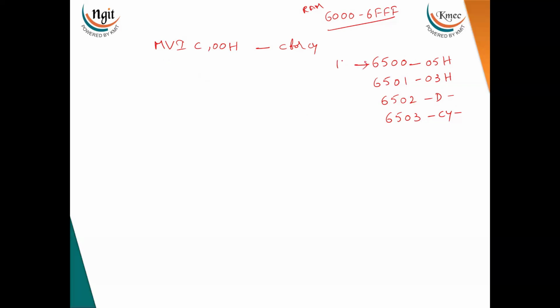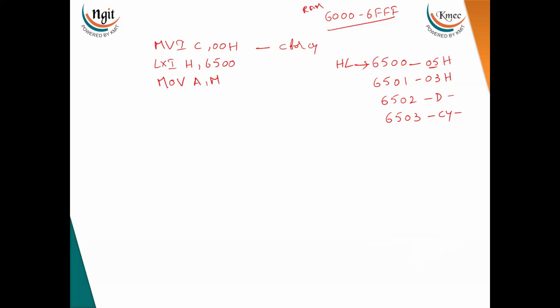Next, I have stored the data in memory locations and I also want to store the result. For this, I need to initialize the HL register pair with this location, so that HL points to this location. LXI H, 6500 means the HL pair is pointing to this location. In a microprocessor, all arithmetic and logical operations we perform only with the accumulator. That's why the first value I need to move into the accumulator. What is the instruction for that? MOV A, M.